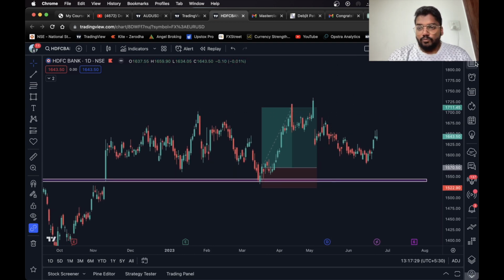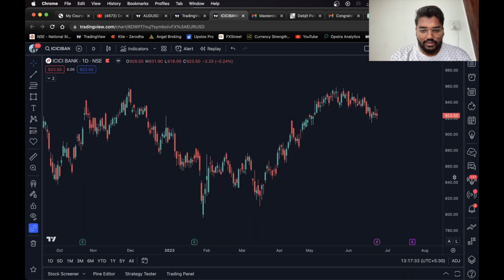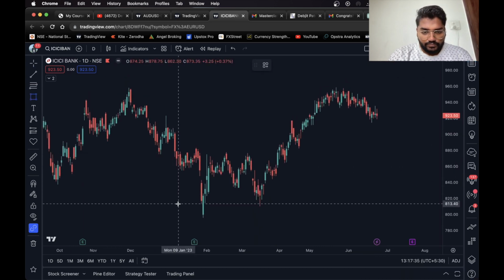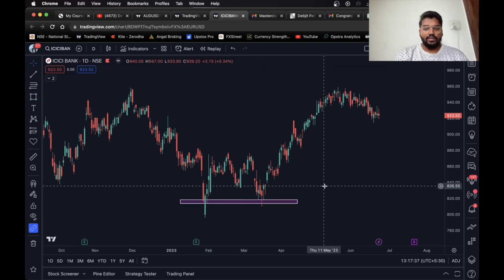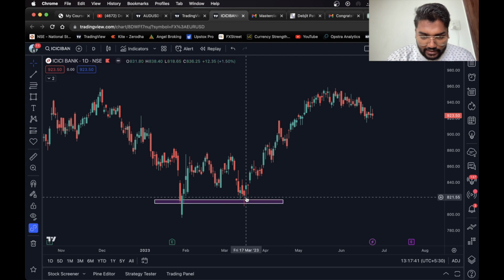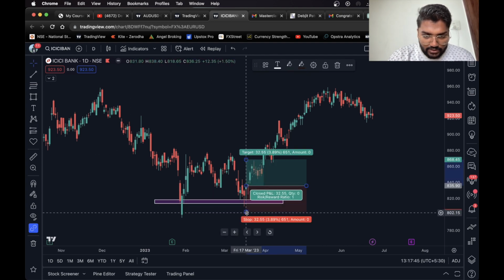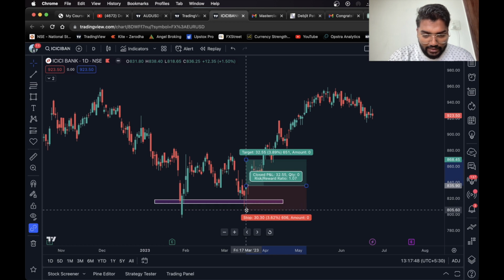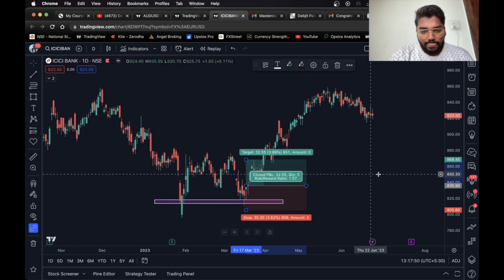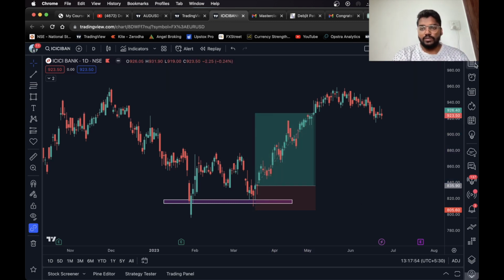Moving on to the next, let's check out ICICI Bank. Again, we have a level over here, right? Just in case you see it has a lower price reaction and then it has given a hammer, entry can be made here. And stop loss, again, you can put below this horizontal level and below the candle. This is how you can place your stop losses.